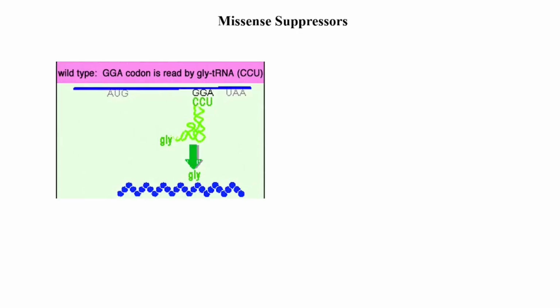After having discussed nonsense suppressors, let us now discuss missense suppressors. We have discussed missense mutations in episode 1, where we have seen that these mutations alter a codon in a manner that a different amino acid is incorporated in place of the original one. The figure on your screen shows how GGA codon is read by glycyl tRNA with its anticodon UCC, and glycine is incorporated in the growing polypeptide chain.